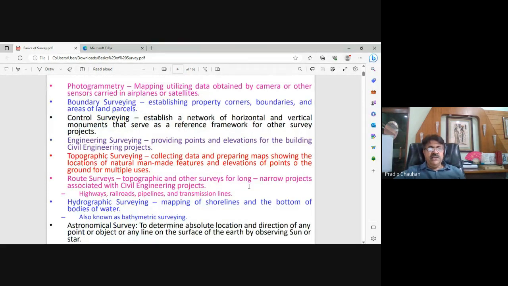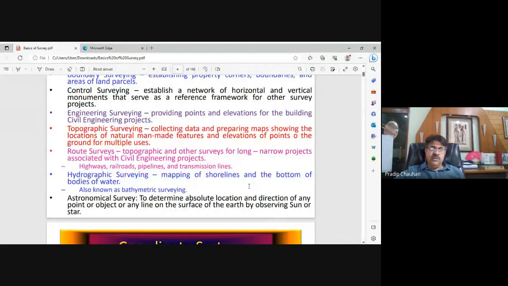Route survey is a linear kind of survey, a topography survey for long and narrow projects associated with civil engineering, such as highways, roadways, pipelines and transmission lines, where there is a right of way or right of use. The width is limited and the length is quite high compared to the width. We take all those strips and place our road or rail, considering all horizontal curvatures, gradients and everything. All that geometry is set within the framework of the route survey.